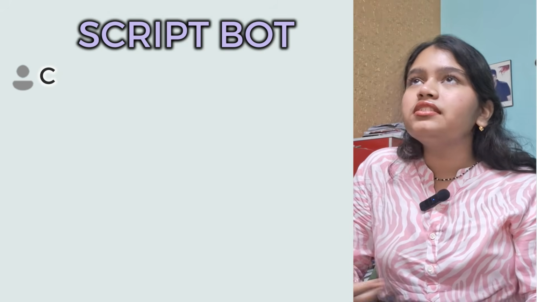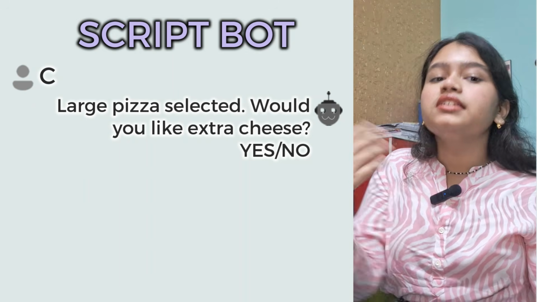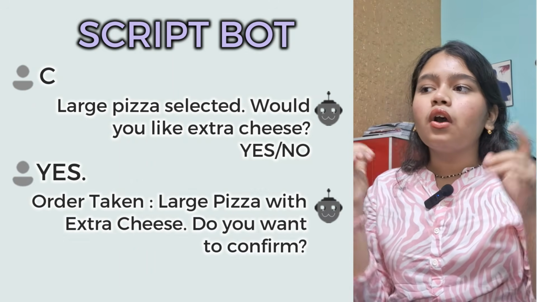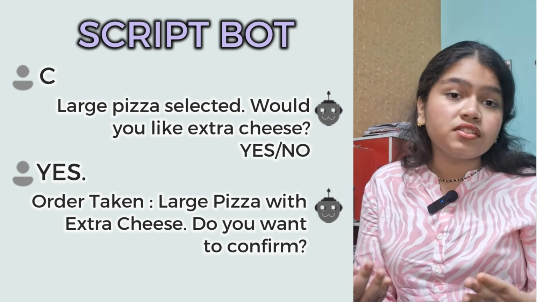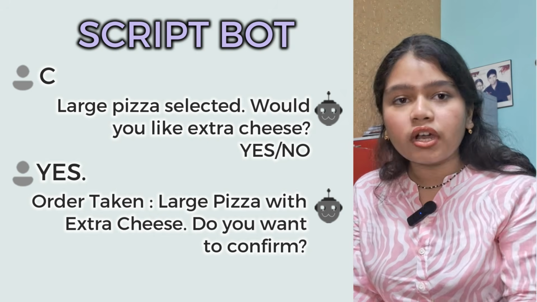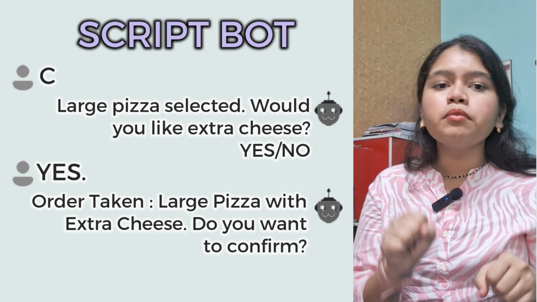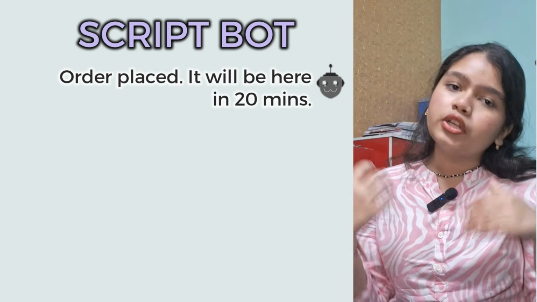So I say C. So the bot says large pizza selected. Would you like extra cheese? Yes or no? So I say yes. So the bot says, okay, I've taken your order. So you want a large pizza with extra cheese. Do you want to confirm? So you get buttons, confirm, cancel. So I say confirm. So the bot says your order is placed, it will be here in 20 minutes.